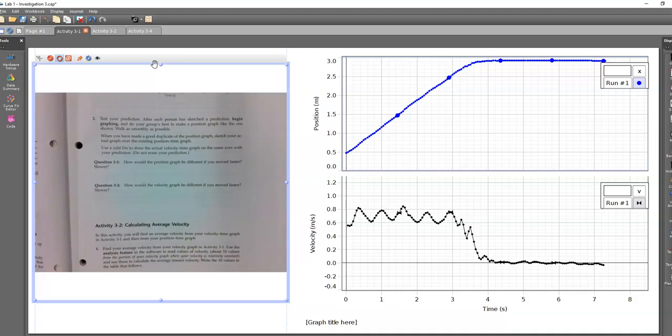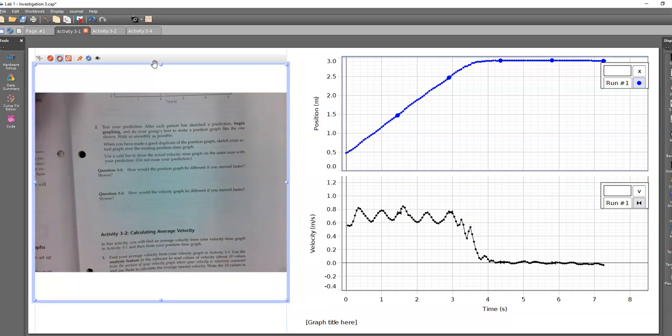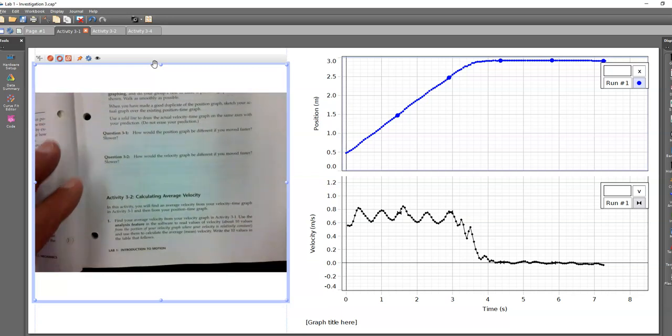Okay. Now, how would the velocity graphs be different? Well, the velocity graphs are real straightforward. If I'm going faster, it would be higher. If I'm going slower, it'd be lower. Okay. Now, we go to activity 3-2, calculating the average velocity.